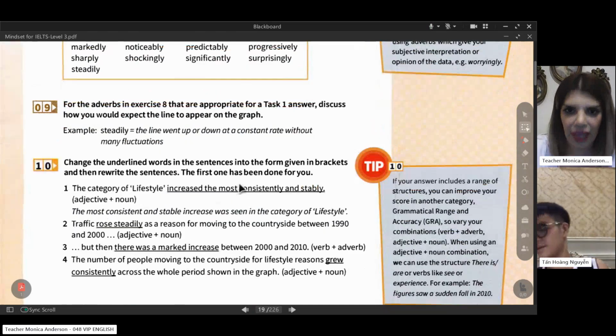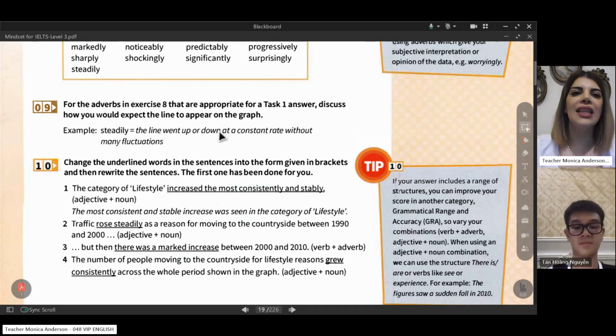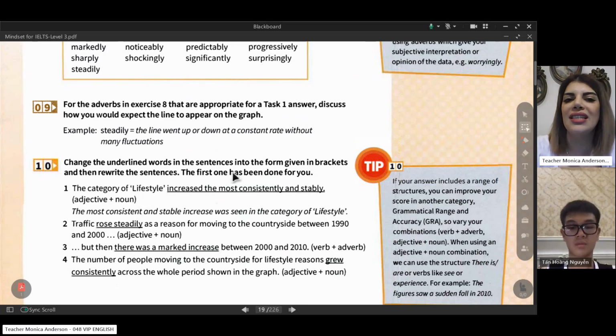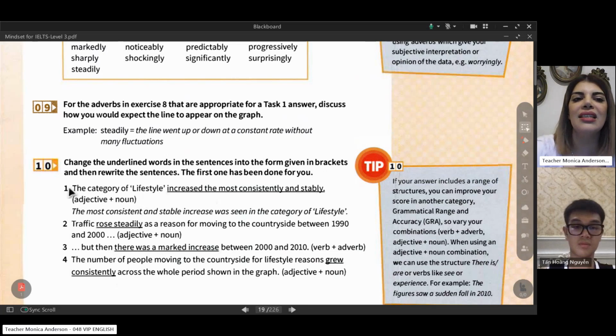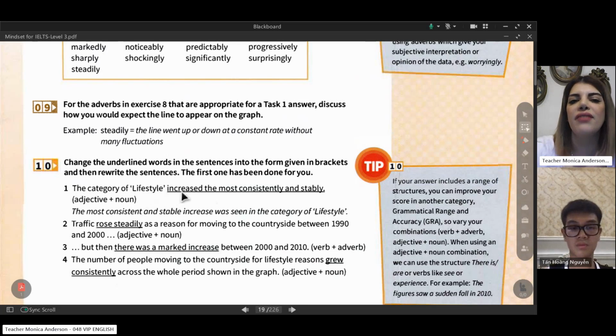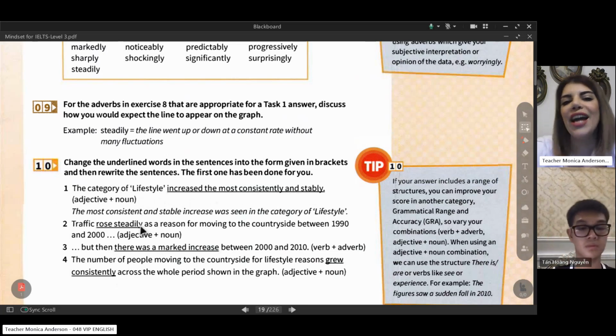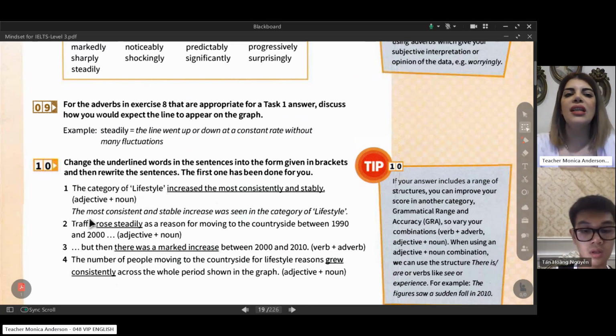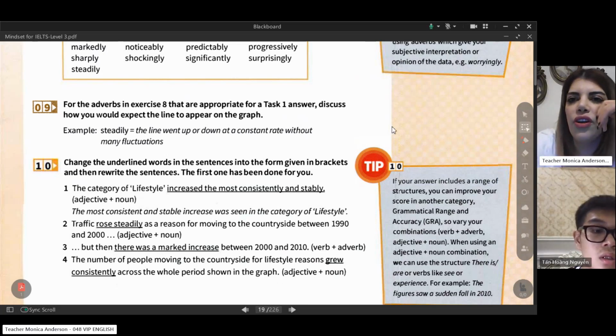Okay, well, now let's do it. Change the underlined words in the sentences into the form given in brackets and then rewrite the sentences. So, for example, the category of lifestyle increased the most consistently and stably. Now we're going to change it to adjective and noun. So we need to change it like: the most consistent and stable increase was seen in the category of lifestyle.